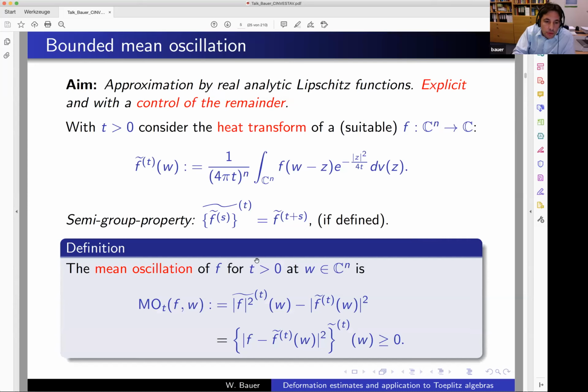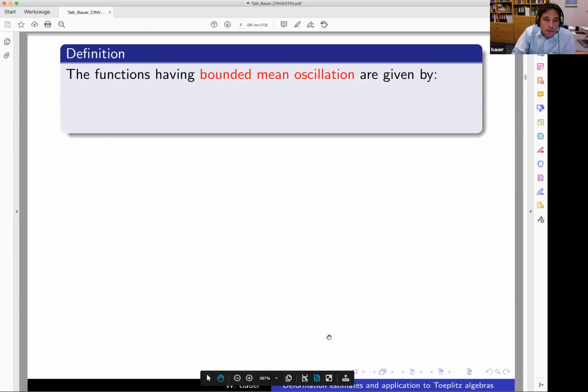The first object I want to introduce is the mean oscillation. If I take a function f, t bigger than 0, and w in Cn, then I form a new function MO_t f (w), which is formed by this difference of heat transforms and the absolute value squared of heat transforms. Even though there's a minus in between, you easily check that it coincides with what's written in the last line, and that's certainly non-negative, because the heat transform has a non-negative kernel and maps non-negative functions to non-negative functions, and what's written here is a square of something. So that gives a function.